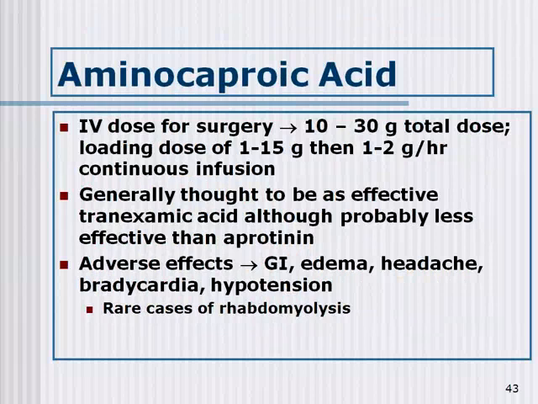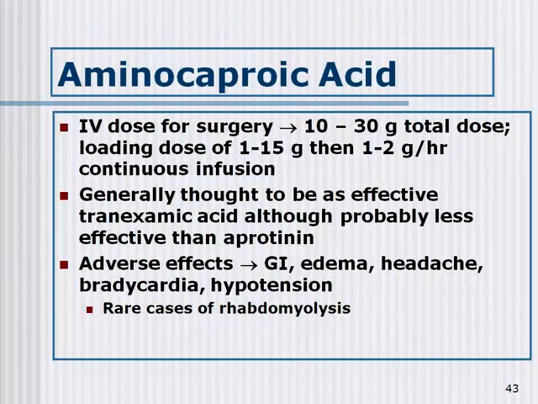Aminocaproic acid, 10 to 30 grams total dose. The loading is 1 to 15 grams, and then 1 to 2 grams per hour. Remember, we don't have a lot of hard evidence in CABG patients. Most of our understanding of these drugs comes from that BART trial. So we think it probably works. Aminocaproic acid probably works as well as tranexamic acid, but probably less effective than aprotinin. Side effects with aminocaproic acid: GI, edema, headache, bradycardia, hypotension, and rare cases of rhabdo.